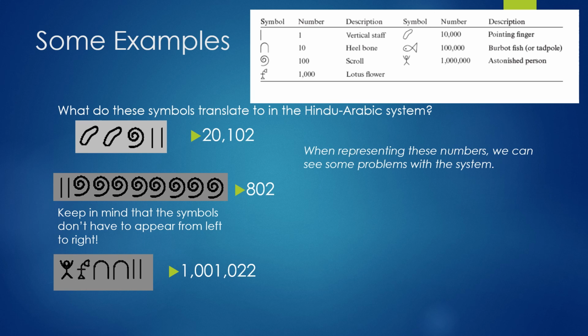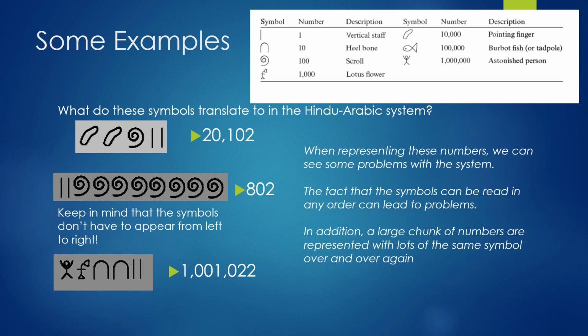Now, there are problems with this system that you might be able to see immediately. The first is that since they can be read in any order, it might be easy to mess up when reading them and miss some important details. In addition, we're going to be seeing a lot of numbers with the same symbol over and over again, and maybe we might come to the conclusion that having 8 symbols that all mean the same thing in order might be a little confusing. And we can even do that with 9. Imagine how bad 999 looks.